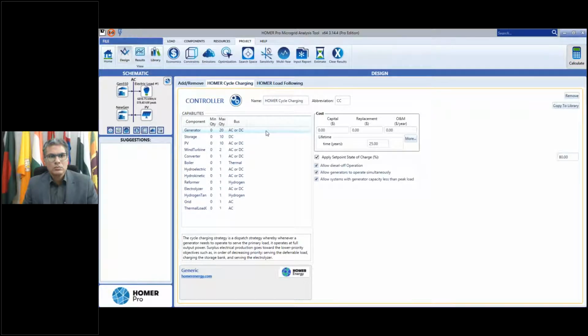So you can see it lists the capabilities of the controller, and it shows you can have up to 20 generators. You can have 10 battery banks, 10 PV arrays, 2 wind turbines, etc. But there is one difference here. With the PV array and the generator and the wind turbines, Homer will simulate systems with up to 20 generators, and I think later today we're going to show the dispatch strategy for multiple generator systems. So with storage, it's a little different. You can have up to 10 battery banks.